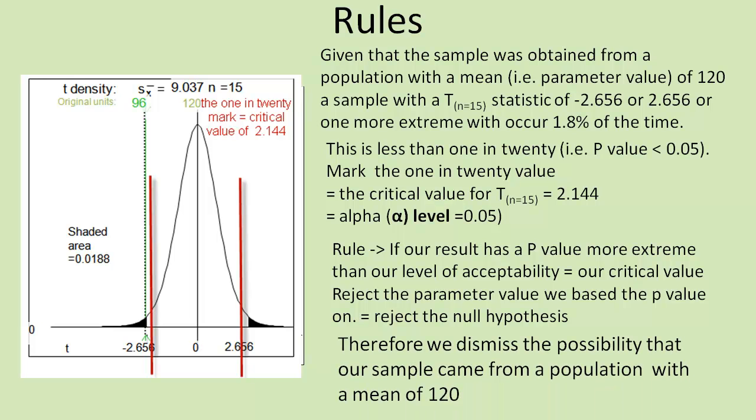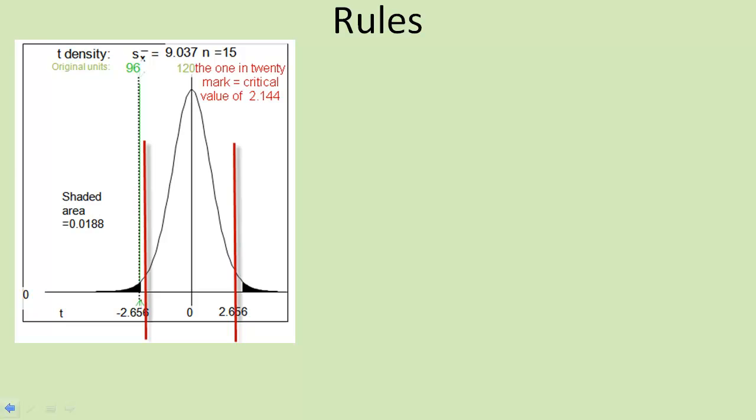By making this decision, we are dismissing the possibility that our sample came from a population mean of 120, even though we know that we can get such a t-value rarely. Hence the alpha value is also called the type 1 error. Let's review what we have done. We developed a rule which simply told us how to behave in a certain way. We set a level of acceptability, which we called critical value.